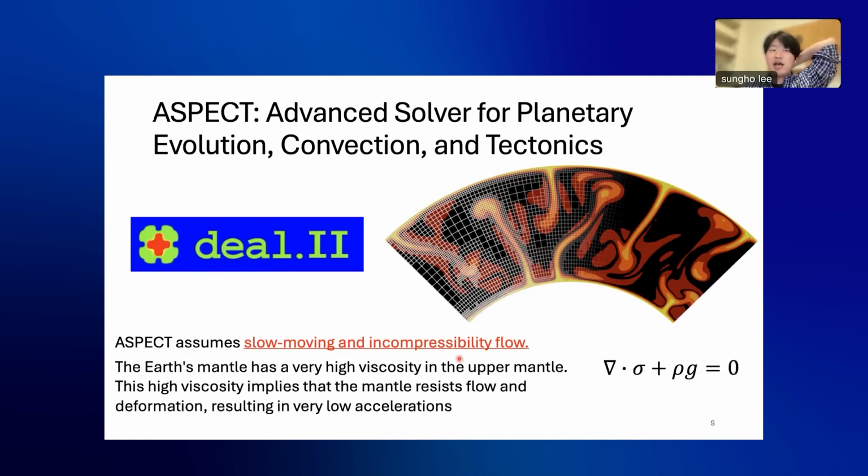In my community, I have access to a modern code for simulating mantle convection and lithosphere dynamics. The code name is ASPECT, and it is based on deal.II, which is another FEM library like MFEM. This code assumes slow-moving and incompressible flow, so it only solves the Stokes equation. It only solves the instantaneous state.